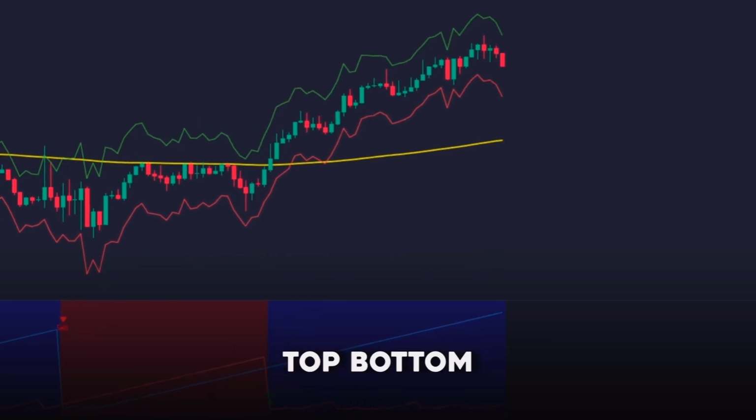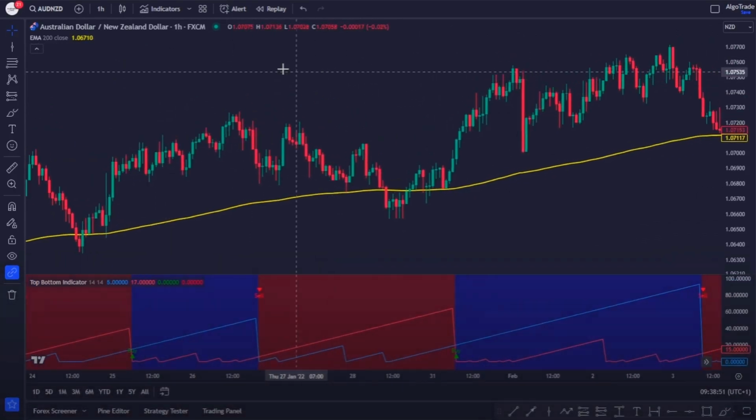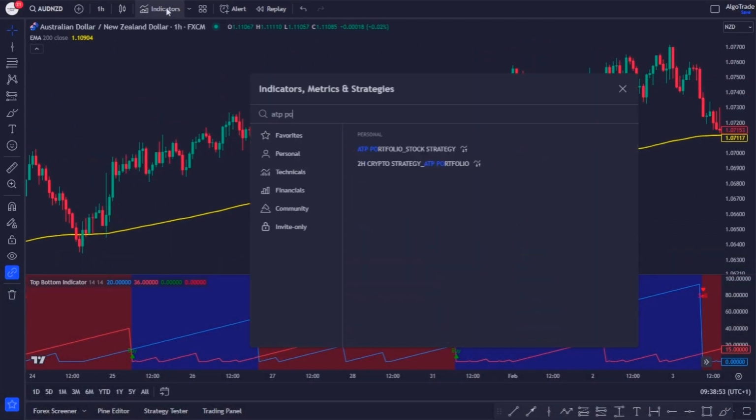Let's now see how the top-bottom indicator will perform. To speed up the backtesting process, I will head back to the Indicators tab, search for ATP Premium Indicators Testing Bot and add it to my charts.